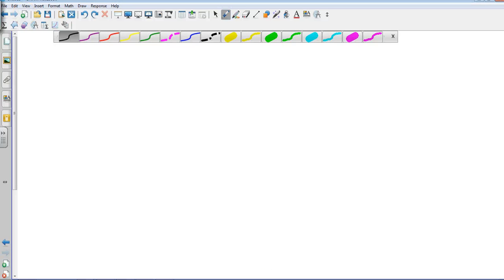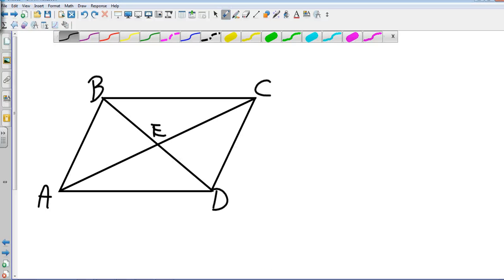Okay, so let's look at an example. I have parallelogram ABCD with the diagonals intersecting at E. Knowing those six properties that we know out here to the right or wherever on your paper, I want you to tell me everything that you could prove with this parallelogram. For example, which side is parallel to which side? Which angle is equal to which angle?